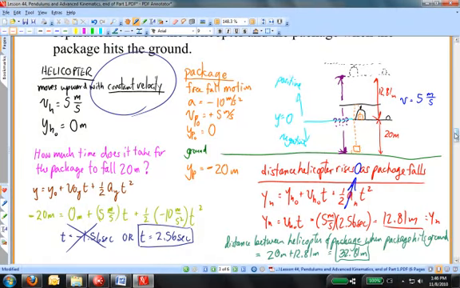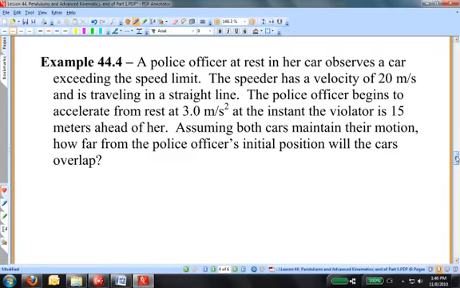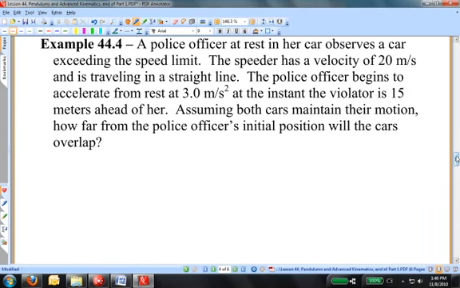Let's go on to the next example. A police officer at rest in her car observes a car exceeding the speed limit. The speeder has a velocity of 20 meters per second and is traveling in a straight line. The police officer begins to accelerate from rest at 3 meters per second squared at the instant the violator is 15 meters ahead of her. Assuming both cars maintain their motion, how far from the police officer's initial position will the cars overlap?